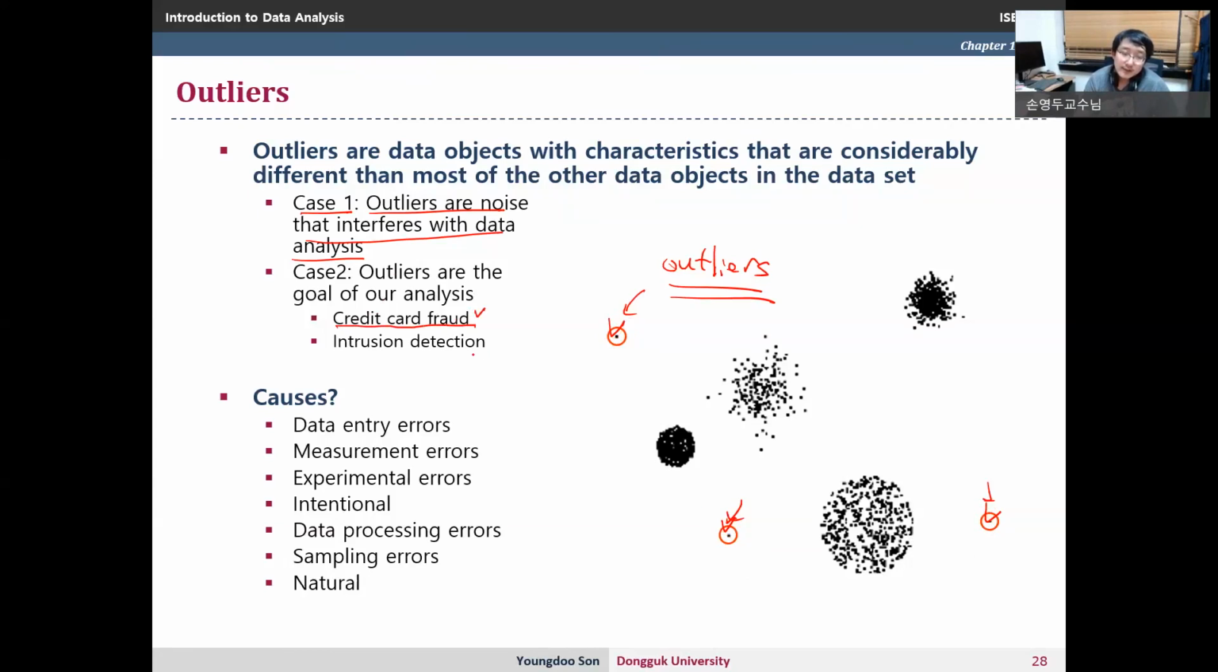Or sometimes we can detect an intrusion in the network with outliers, or some machinery faults. Machinery faults can also be presented as outliers. So in this case, outliers are important and the points that we need to focus on, not just noise. So in this case, we should not remove the outliers from our analysis.